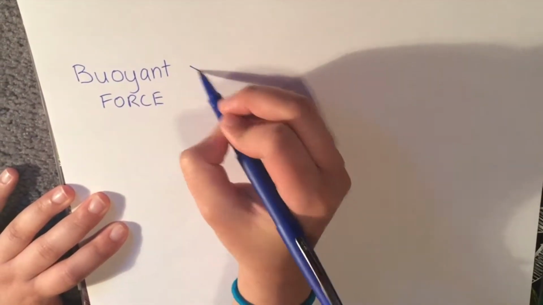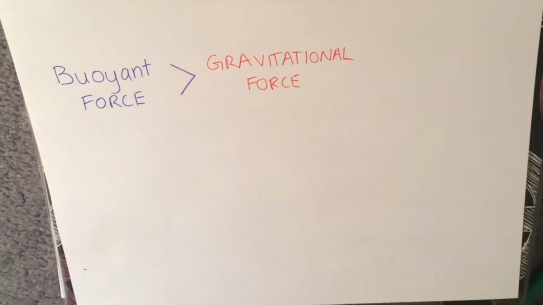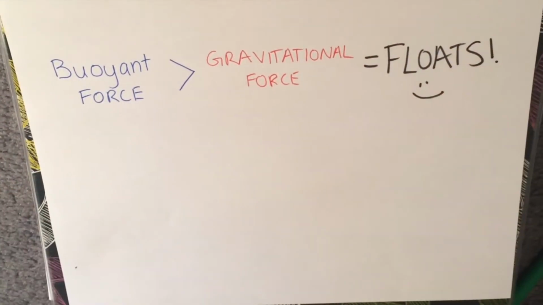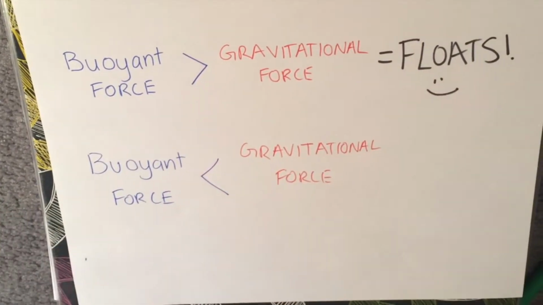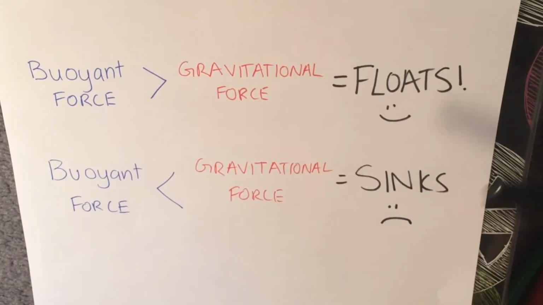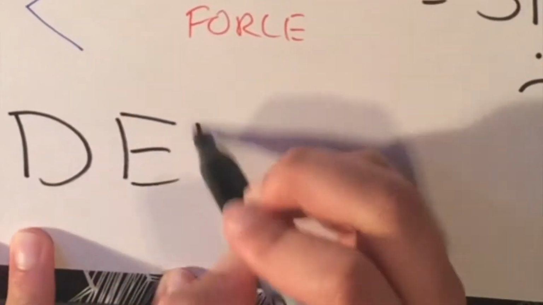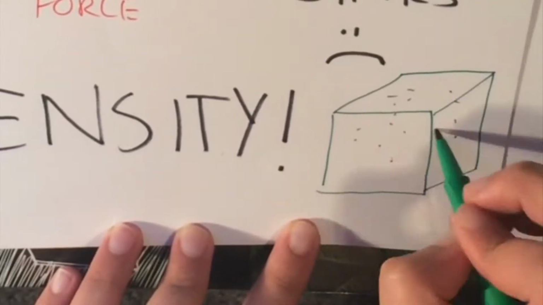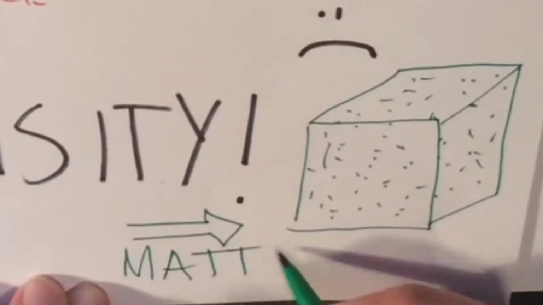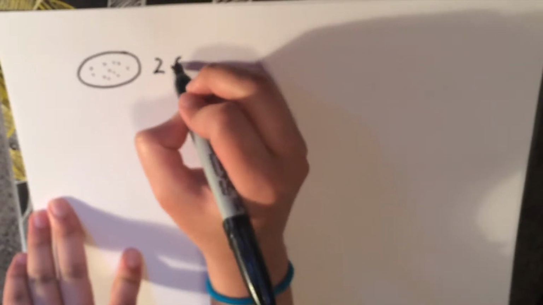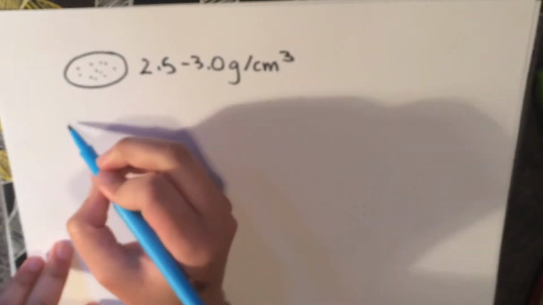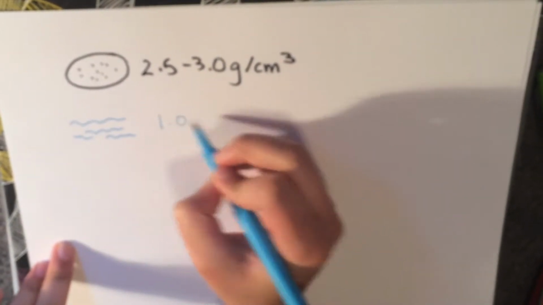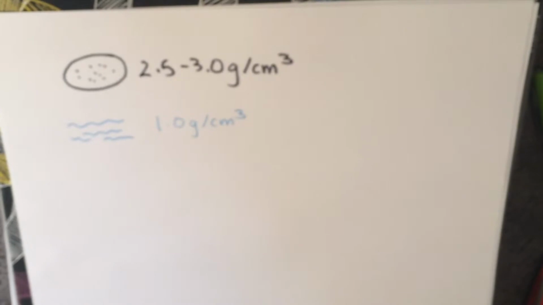When the upward buoyant force is greater than the downward gravitational force, the object floats. However, if the buoyant force is less than the gravitational force, then the object sinks. Whether an object sinks or floats also depends on its density, which is the amount of matter in a substance per unit of volume. Most types of rocks have a density of around 2.5 to 3 grams per centimeter cubed, whereas water only has a density of 1 gram per centimeter cubed, making the rock a more dense substance.